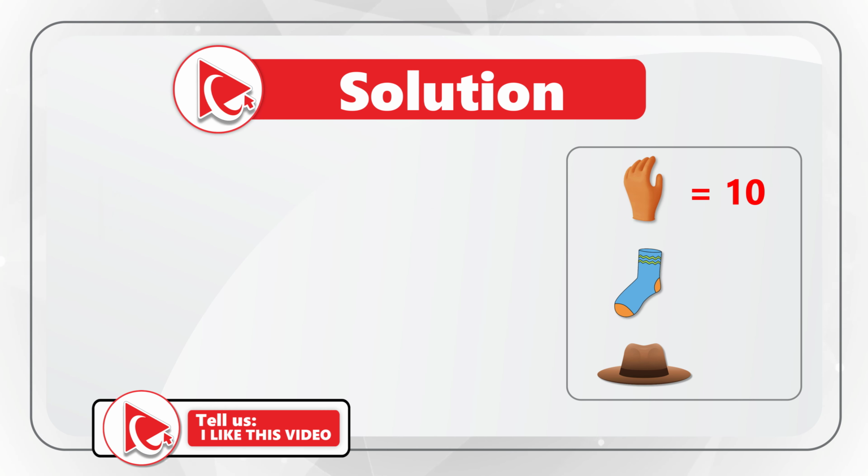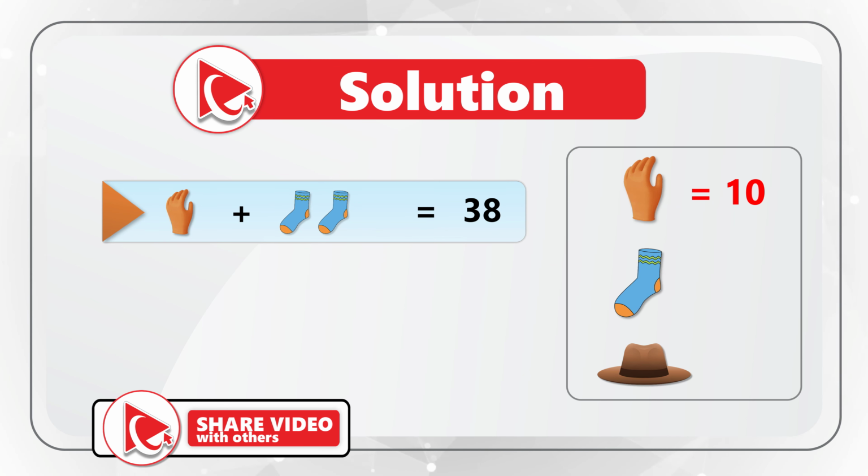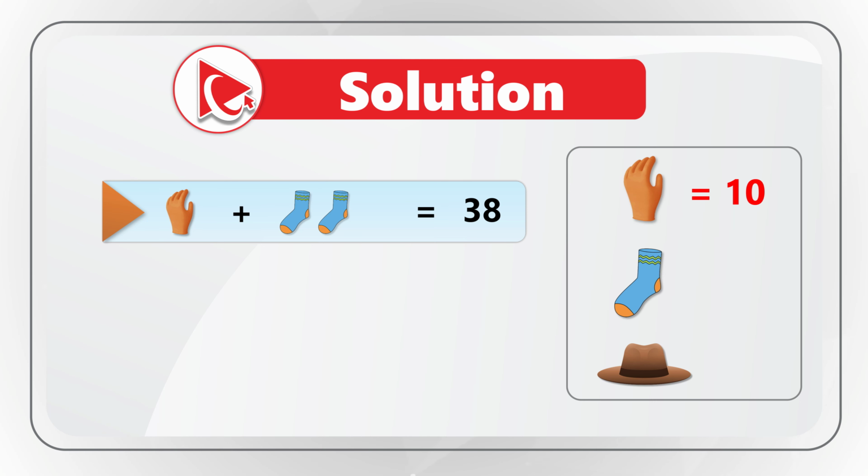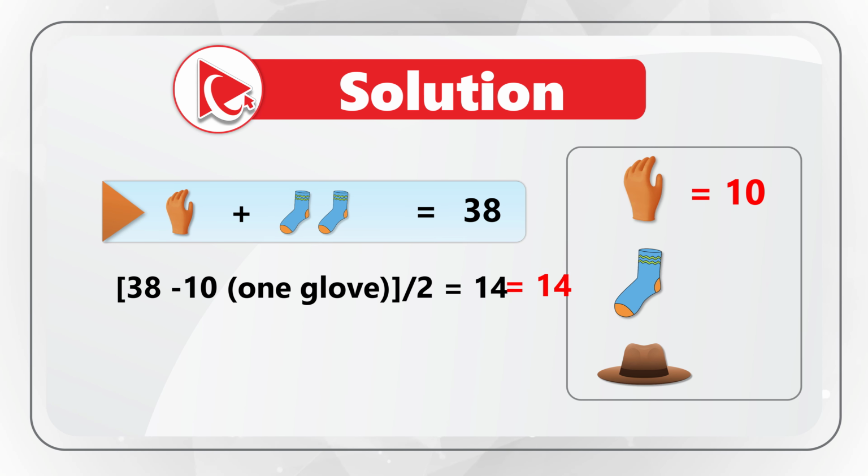Let's go to the second expression. 1 glove and 2 socks equals 38. Let's do the math to calculate what's the value of the sock. 38 minus 10, which is the calculated value for 1 glove, and then divided by 2 equals 14, which means that numerical value associated with 1 sock is 14.